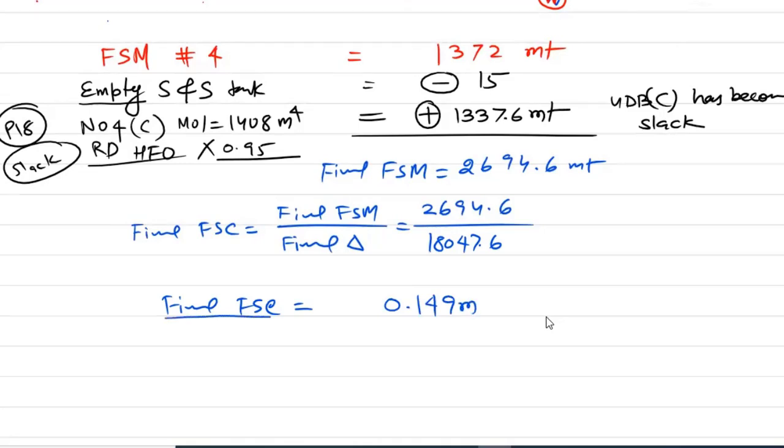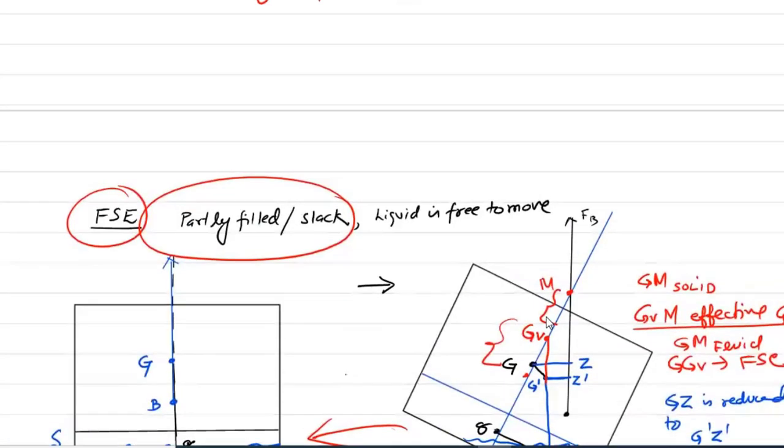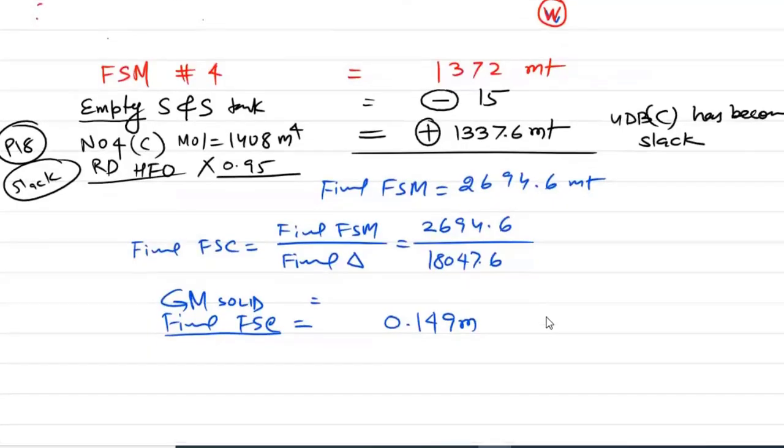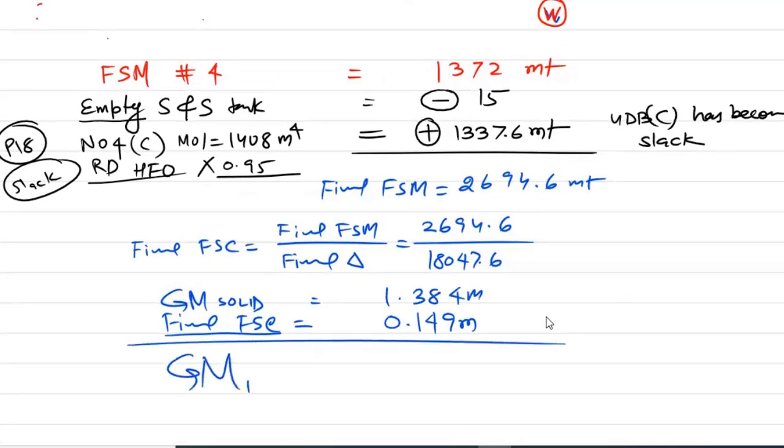Final FSC. And what was the GM solid? GM solid, we had already calculated. 1.384 meter. Can't you find the final GM? GM fluid. Yes, sir. And you know it very well, FSC has to be subtracted. So 1.235. 235 should come. Yeah, that's it.